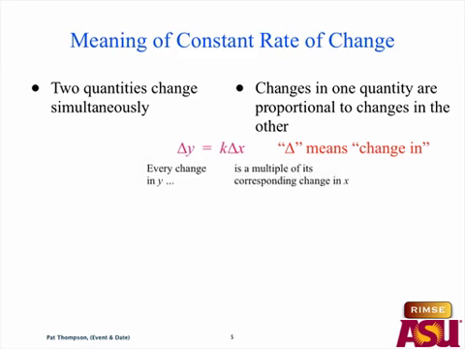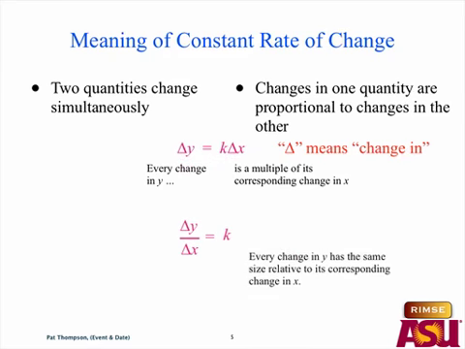Yeah, I would just divide both sides by a change in x. This is what we already said. Every change in y is a multiple of its corresponding change in x. And if we wanted to get K, there it is, quotient. It's quotient. Delta y divided by delta x. So every change in y has the same size relative to its corresponding change in x. That's what we said, right? And we also said that k is the number that if you had a change in x, you'd multiply by to get the corresponding change in y. So these were the two kinds of statements we had on the previous page.